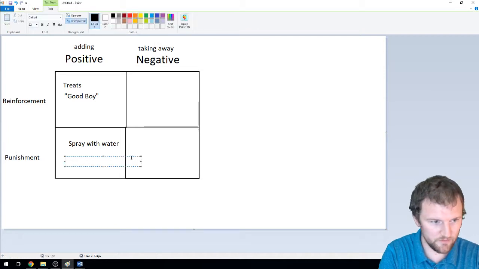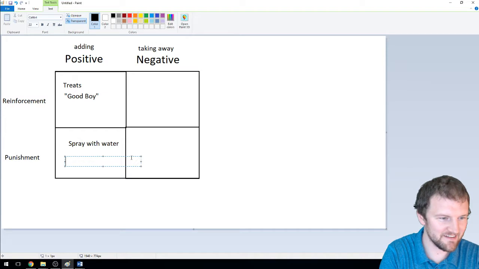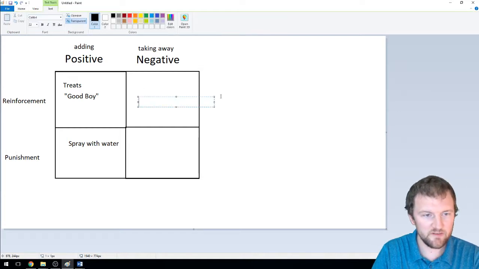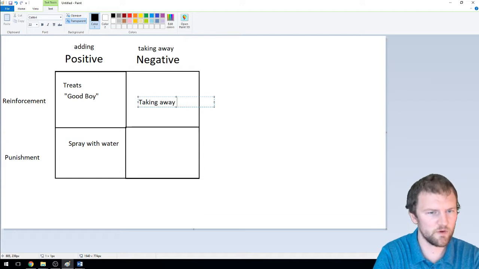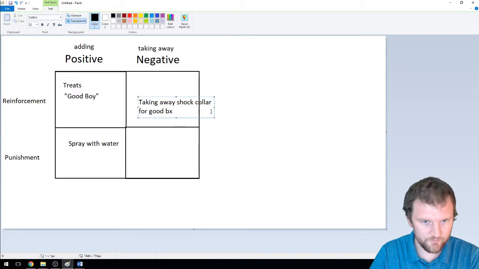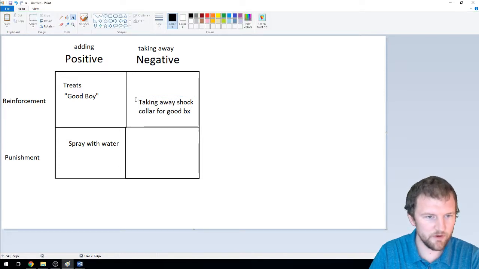You could also hit your dog, but I'm not even going to write that there, so don't hit your dog. Negative reinforcement is taking away something bad to reward the dog. That one's pretty weird. So negative reinforcement would be like taking away a shock collar for good behavior. Which gets pretty weird, but it's taking away something, so negative, to reward the dog, so the dog does something more often. Or taking away a bark collar if he's really good at the dog park and doesn't bark.